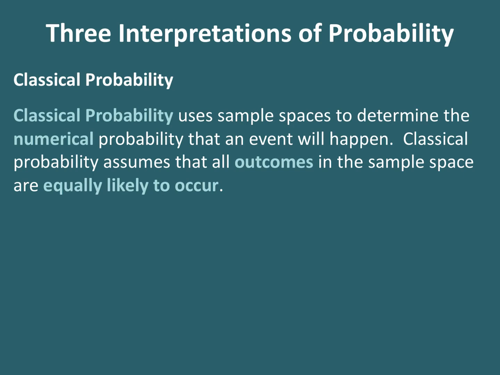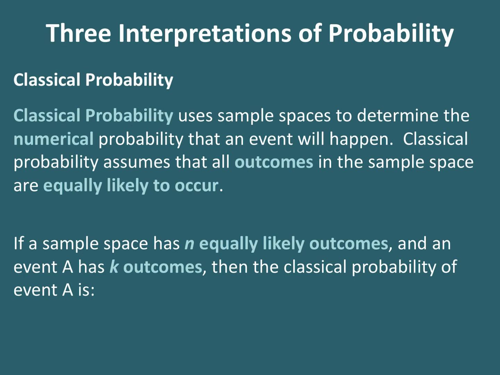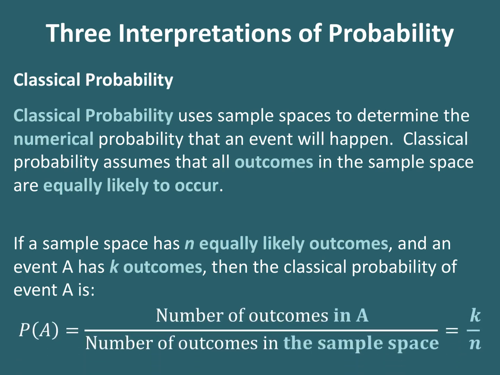Three interpretations of probability. Classical probability. Classical probability uses sample spaces to determine the numerical probability that an event will happen. Classical probability assumes that all outcomes in the sample space are equally likely to occur. If a sample space has n equally likely outcomes, and an event has k outcomes, then the classical probability of event A is as follows. That is the number of outcomes in A divided by the number of outcomes in the sample space.